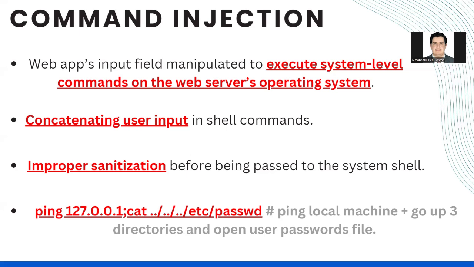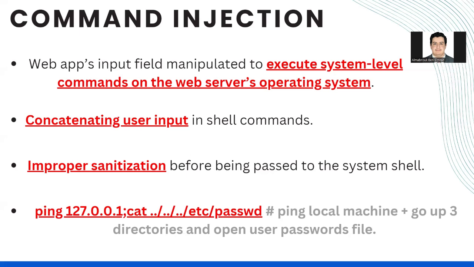Okay, so basically what the attacker is trying to do here, he's using a system command, right? Shell command, ping 127.0.0.1, and he's concatenating it. So he's doing the cat command, and he's moving 3 folders up, and then he is opening the etc/passwd, right? So opening in Linux is basically cat. So when you open the contents of the file, this is cat.